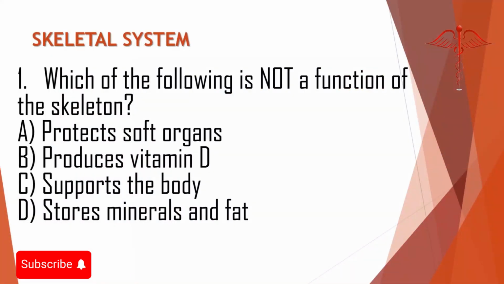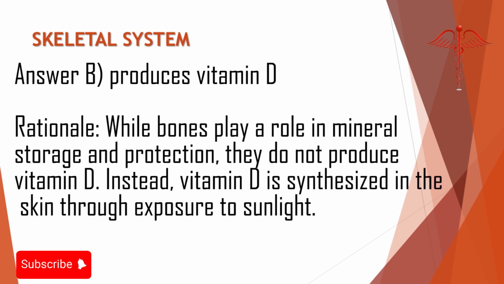1. Which of the following is not a function of the skeleton? A. Protects soft organs. B. Produces vitamin D. C. Supports the body. D. Stores minerals and fat. Answer: B. Produces vitamin D. Rationale: While bones play a role in mineral storage and protection, they do not produce vitamin D. Instead, vitamin D is synthesized in the skin through exposure to sunlight.